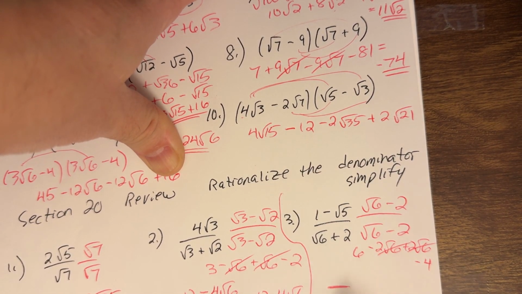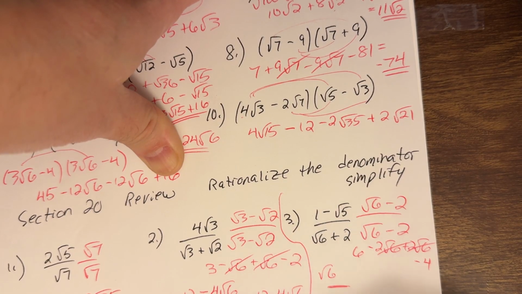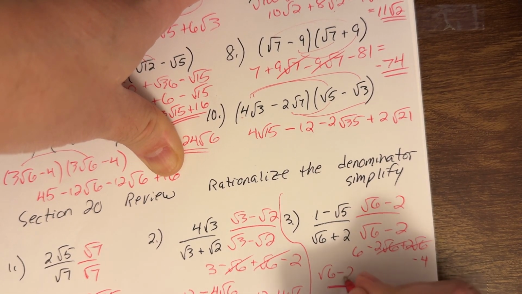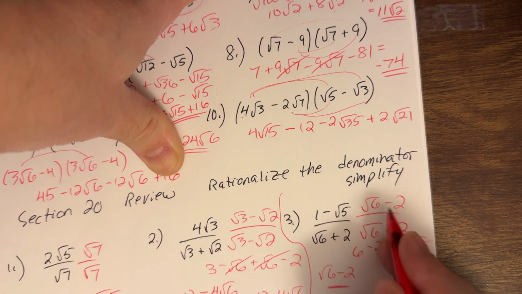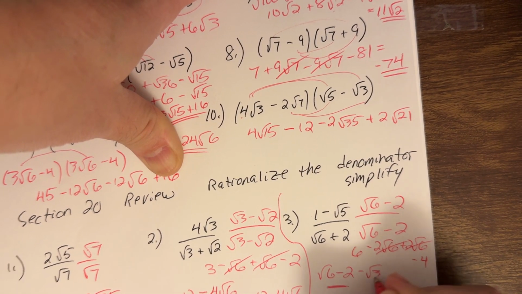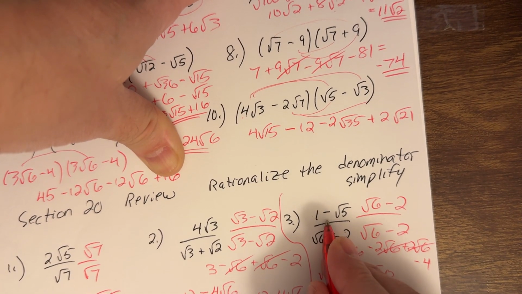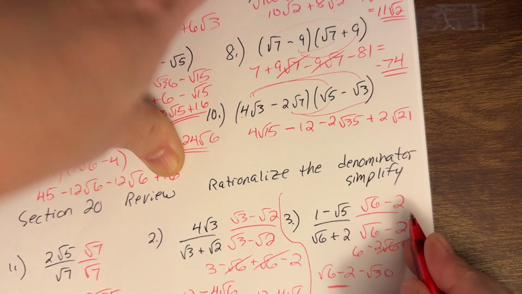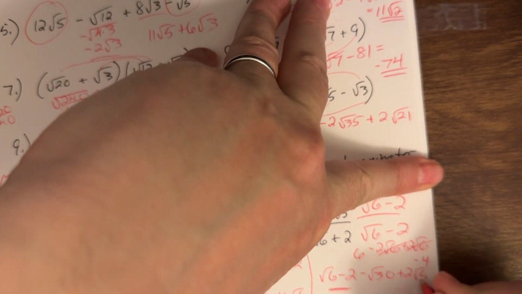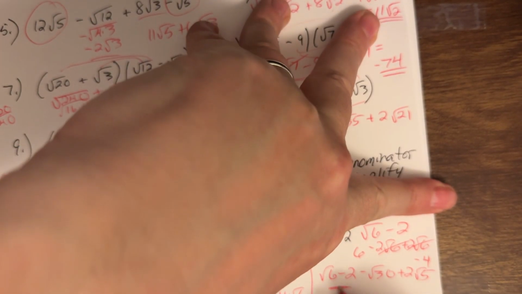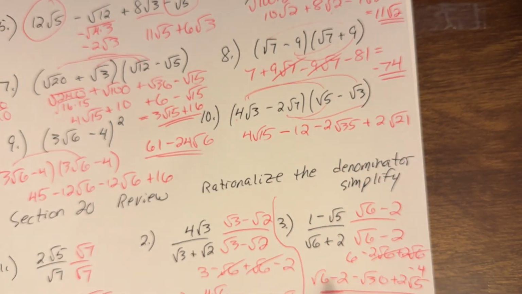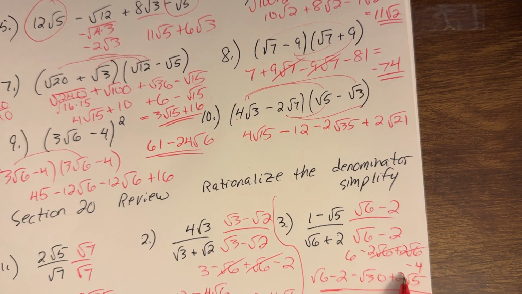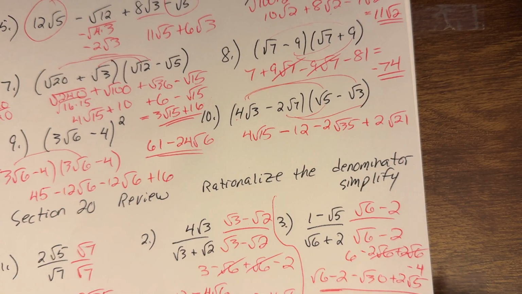On top, 1 times rad 6 is rad 6. 1 times minus 2 is minus 2. Minus rad 5 times rad 6 is minus radical 30. And minus radical 5 times minus 2 is plus 2 radical 5. Nothing cleans up. No combination, nothing extra here, no simplifying. So radical 6 minus 2 minus radical 30 plus 2 radical 5 all over 2 for your final answer.